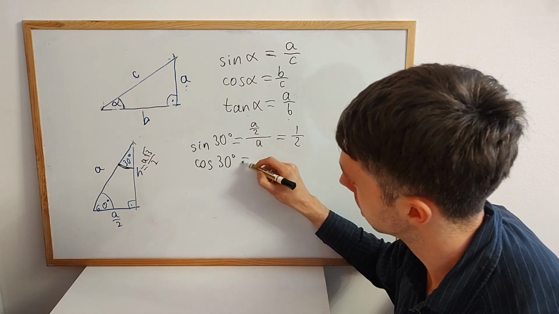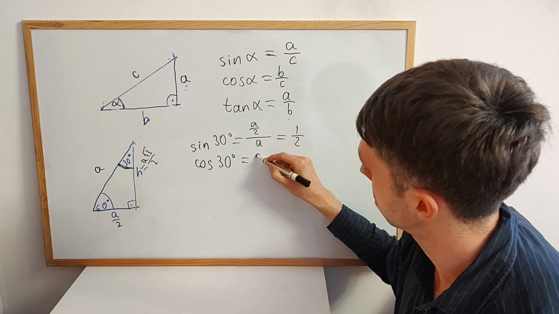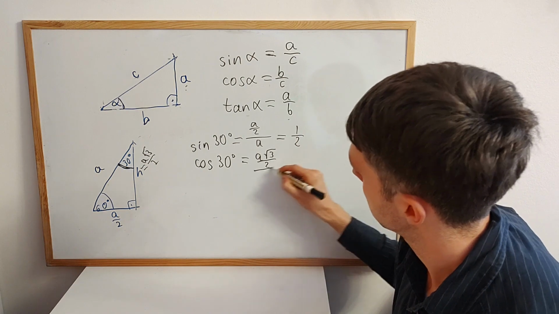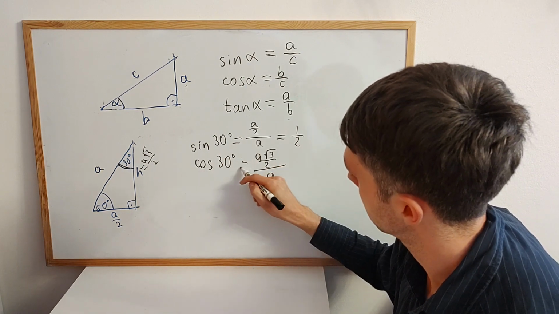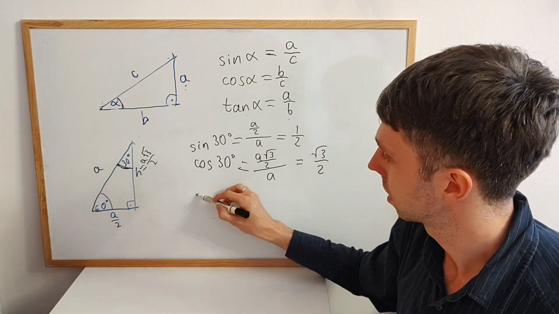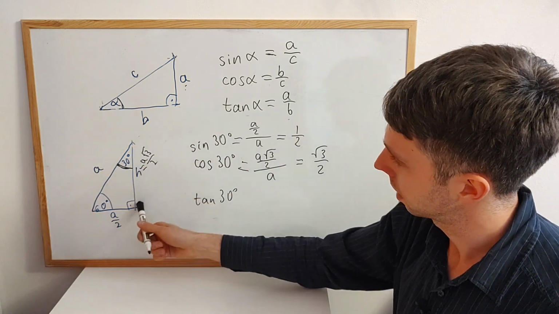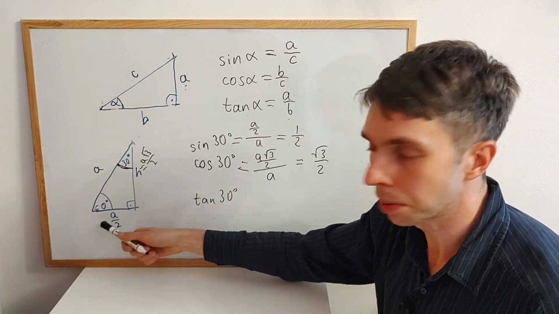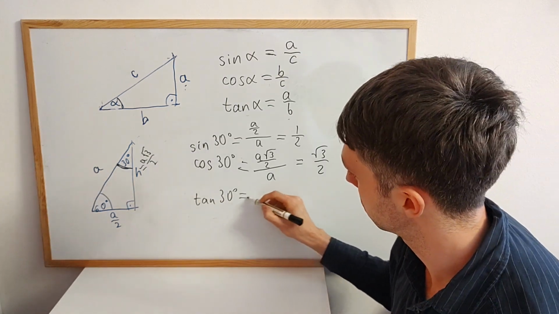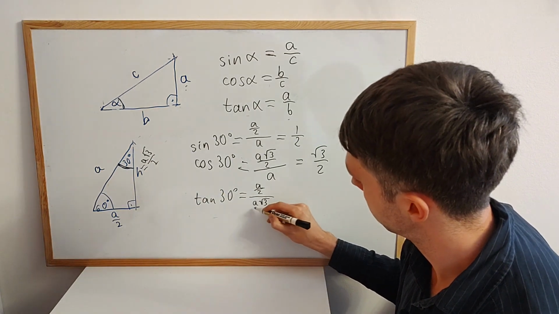Cosine 30 degrees would be the leg which is next to the angle, so this h, so a square root of 3 over 2, divided by the hypotenuse, so divided by a, so this is square root of 3 over 2. And tangent 30 degrees is the leg opposite to the angle divided by the leg next to the angle. So it will be a over 2 divided by a square root of 3 over 2.